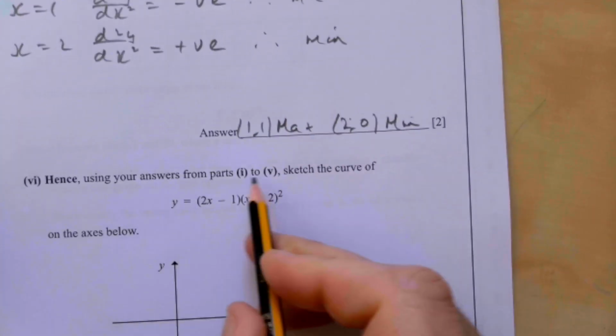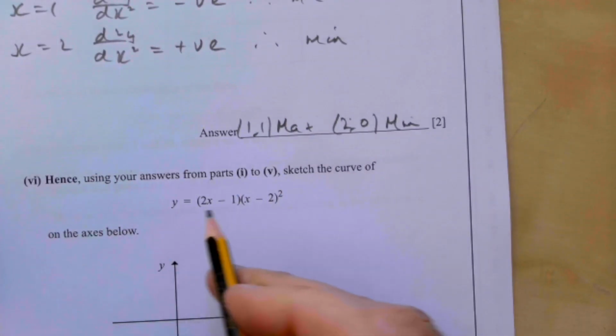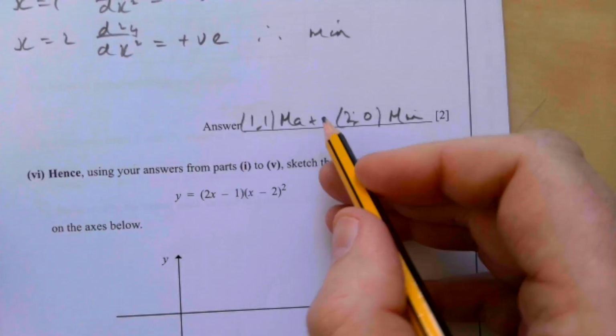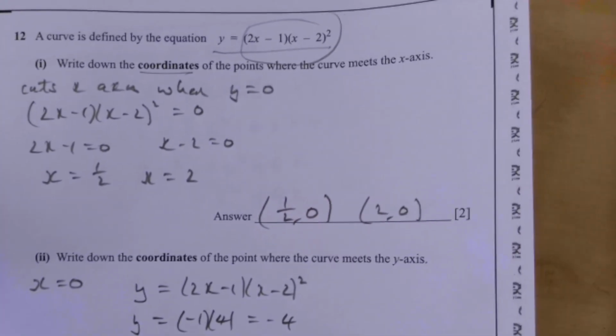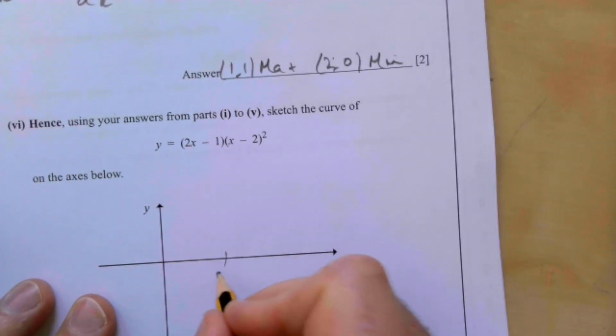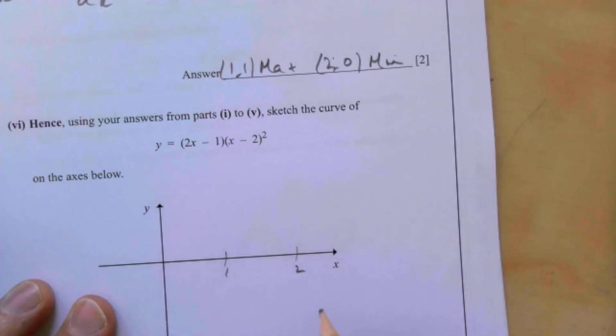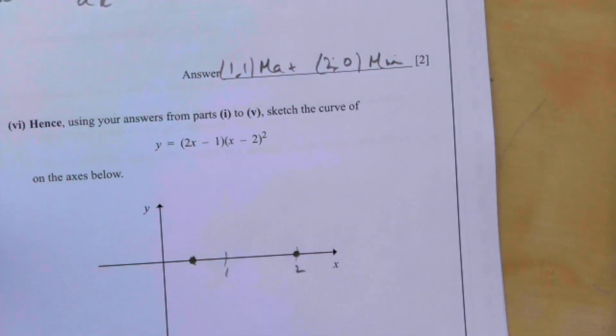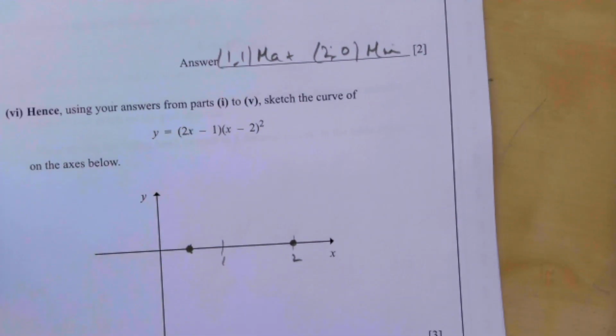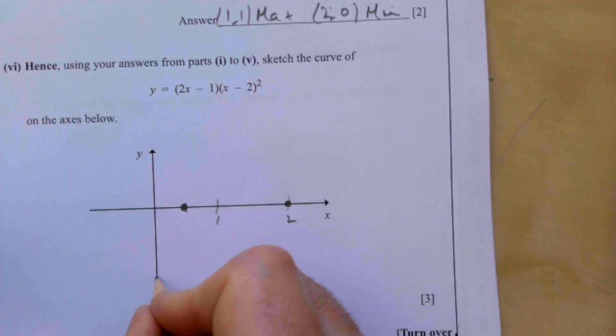Hence, using the answers from parts 1 to 5, sketch the curve on the axis below. Goodness me, so we have a lot to do here. So first of all, our turning points, and then (2, 0). Right, let's go back. So we're looking for some sort of cubic curve. So first of all, it cuts the x-axis at a half and 2. So if we go for a 1 there and a 2 there, that should be okay. So my half is here, so it cuts here and it cuts here. It crosses the y-axis at minus 4. Let's go for that there.